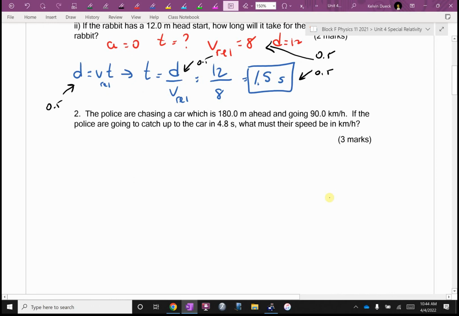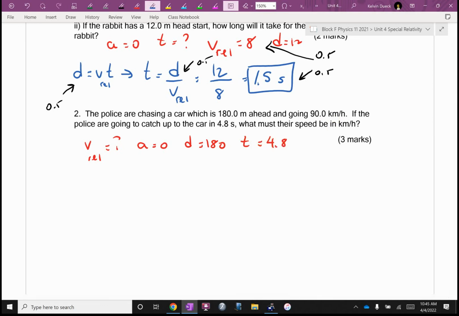Number 2, what must their speed be? I guess it's asking me to find V. Now, it's saying find V in kilometers per hour. I'm going to find V in meters per second, and then I'll do a conversion. But wait a minute. In this question, is there more than one object moving at different speeds? I'm not going to find V. I'm going to find VREL. It looks like A is 0. D is 180. I'm not going to use the 90 yet, because that's kilometers per hour. I am going to use the T equals 4.8.